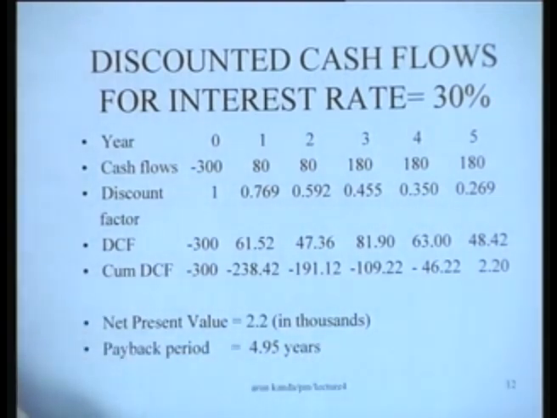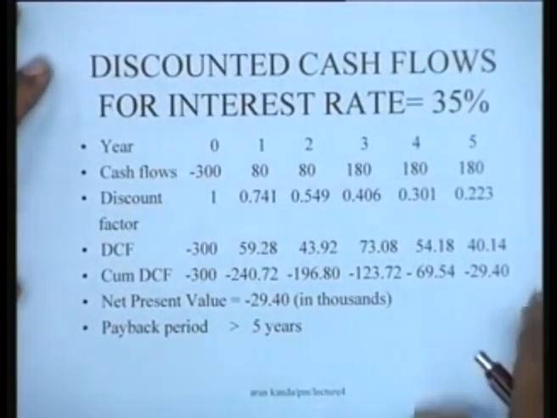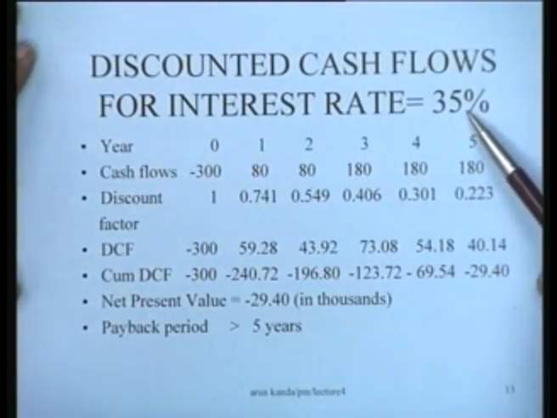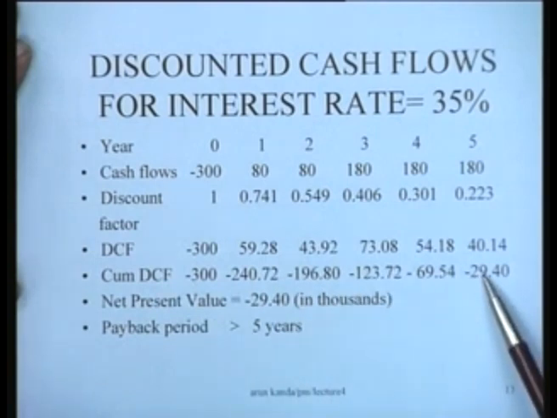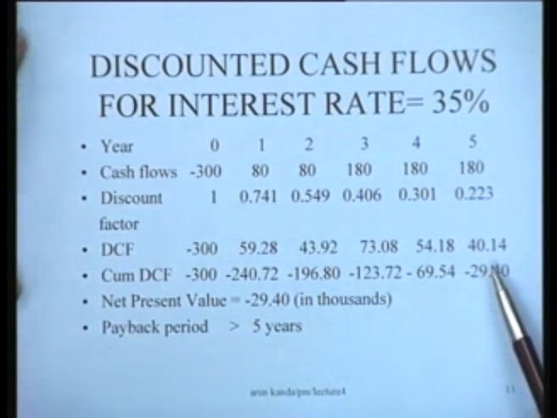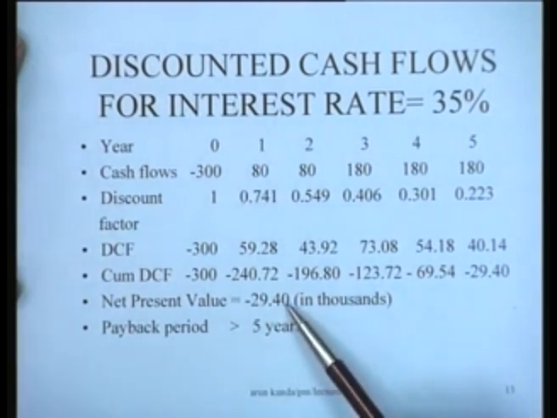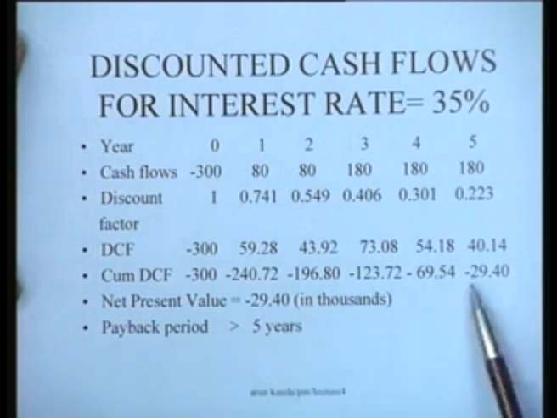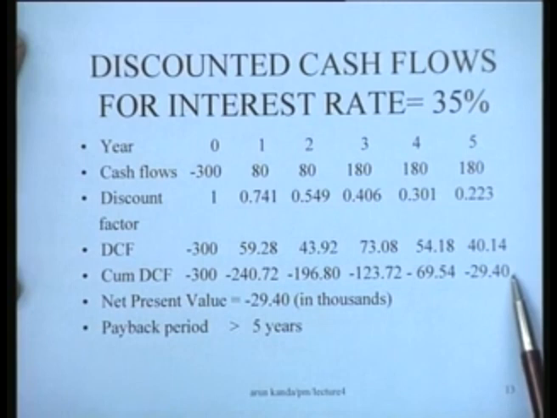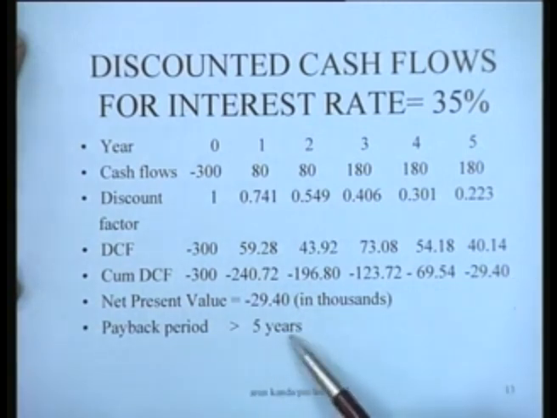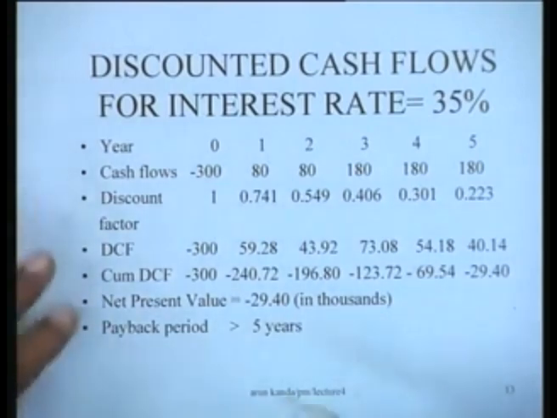Now, since we would like to estimate exactly, we can compute the discounted cash flows for an interest rate of 35% for this example, and what you find is that the cumulative discounted cash flow value even at the end of 5 years is negative. So the indication is clear that the internal rate of return would lie somewhere between 30 and 35%. The net present value corresponding to this is minus 29.4 in thousands of rupees, and the capital is not recovered till after 5 years. We have not gone beyond 5 years, so we just indicate that it is greater than 5 years.